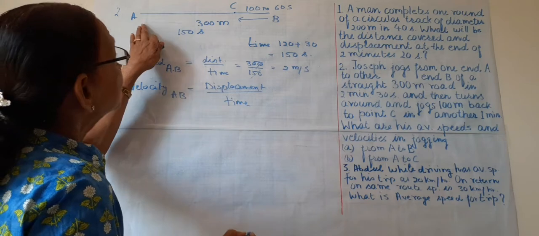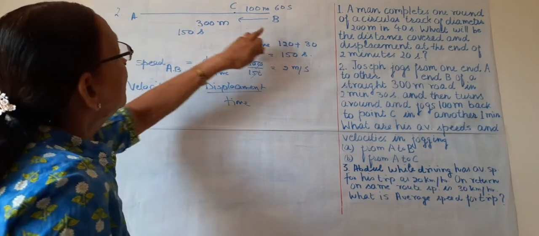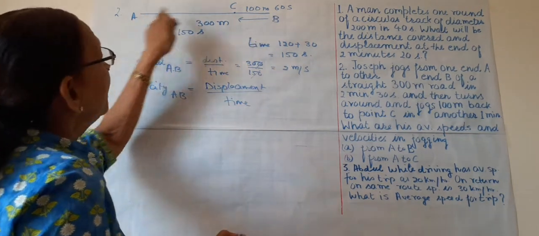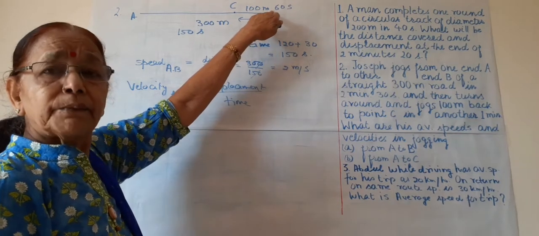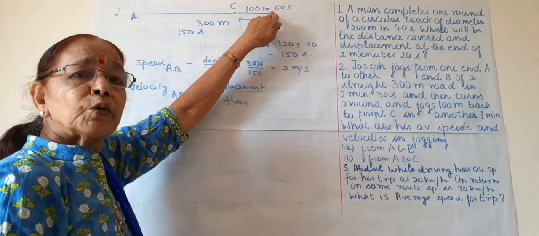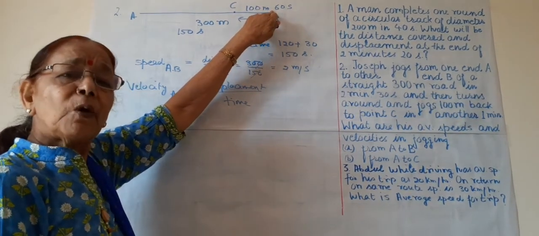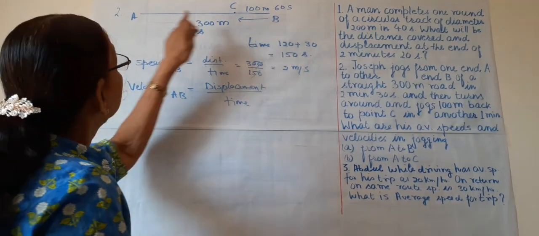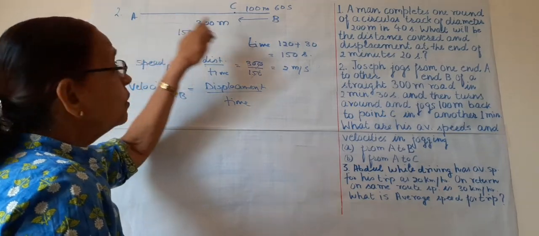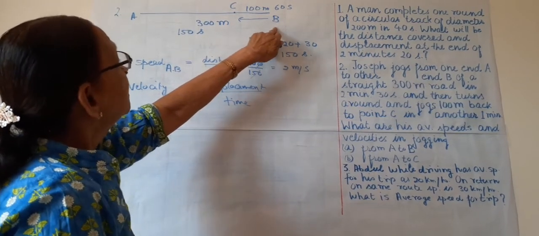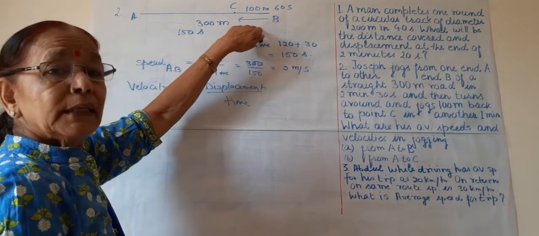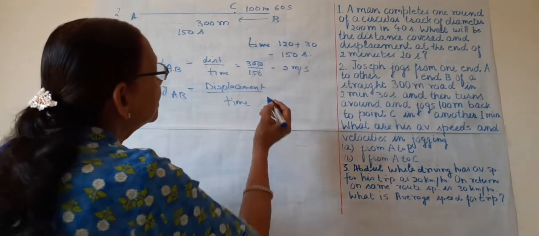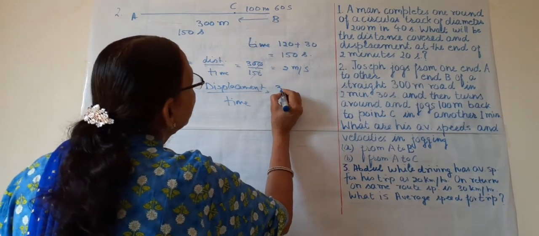So the displacement in this case, he has covered A to B and stops here at B. So the displacement is also 300. This is the final position B. This is the initial position. So 300 minus 0, it is 300. So the displacement is also 300.